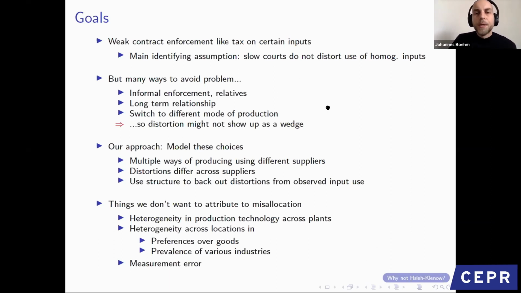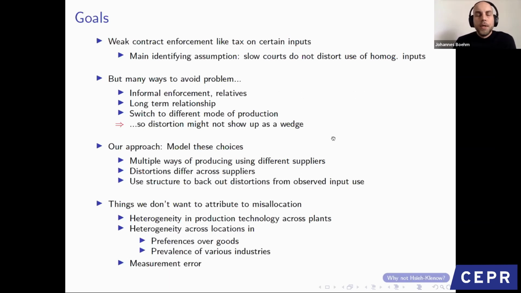But at the same time, as mentioned in the introduction, there are many ways of avoiding this problem. So you could buy from relatives, have some kind of informal enforcement. You could have long-run relationships. You could switch to a different mode of production, so a different organizational form. You might do more or fewer steps in the production process, and so on. So these distortions might not actually show up as a wedge.